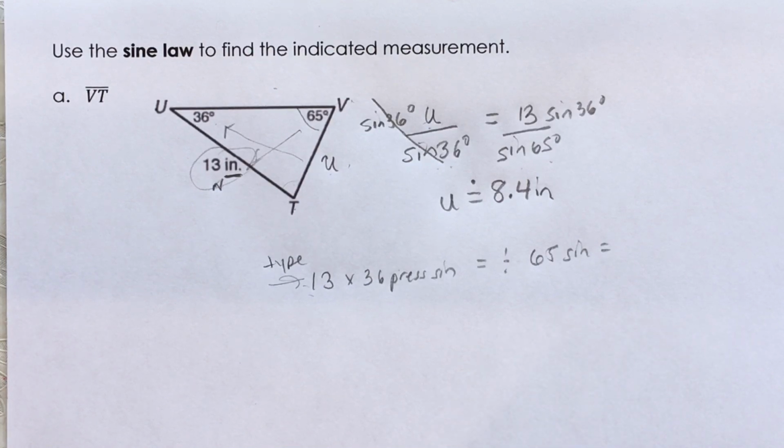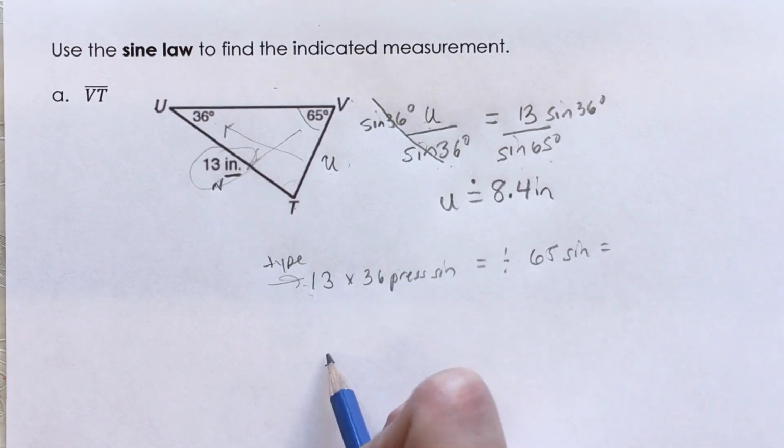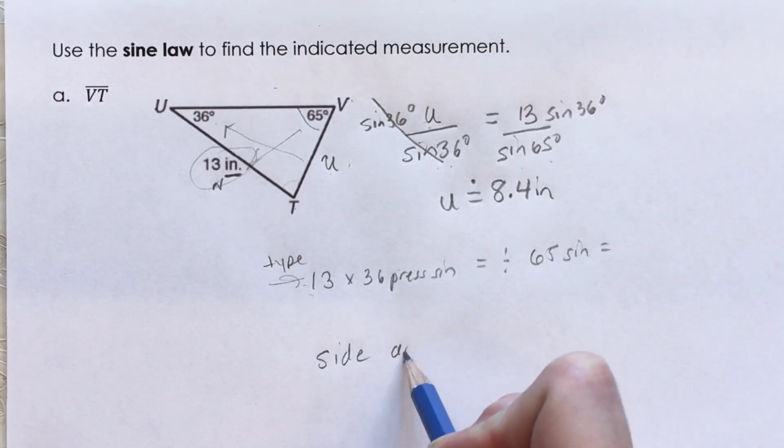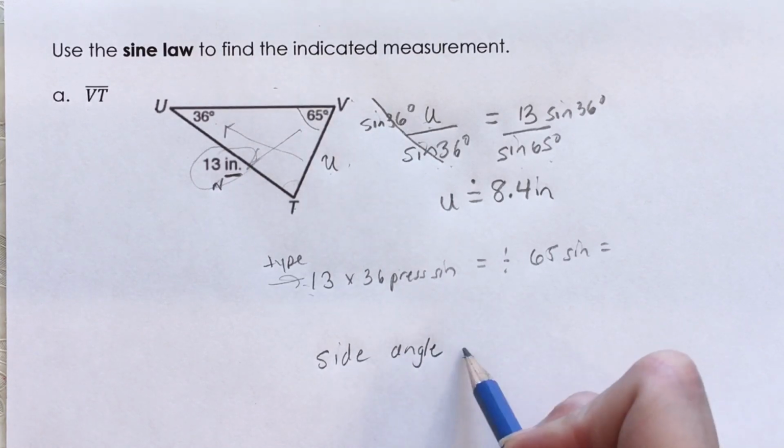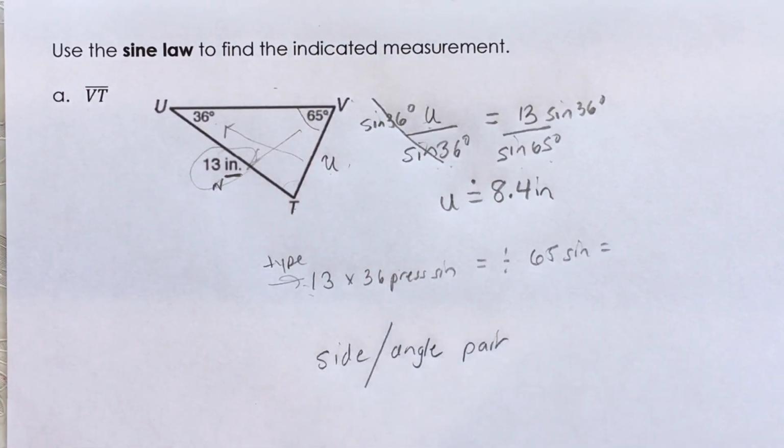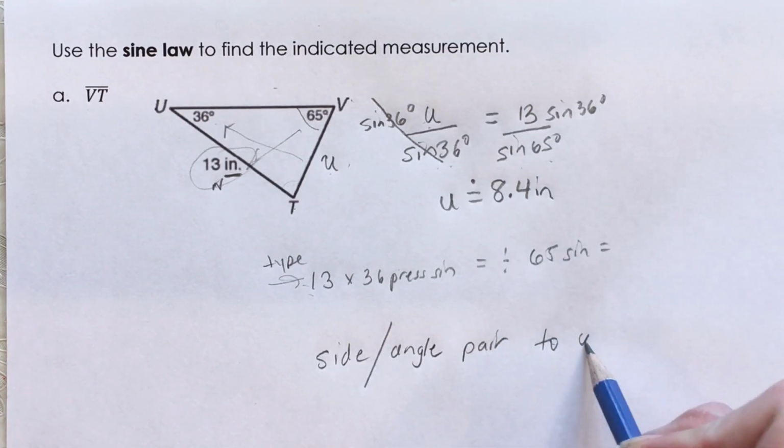So I'll give you a moment to make sure that you can get that on your calculator. If you can't, please pause the video and ask somebody for help, somebody who remembers from last year or is familiar with your type of calculator. So remember, for the sine law, you always need to have what I call a side angle pair. If you don't have a side and its opposite angle, then you cannot use the sine law. Side angle pair to use sine law.